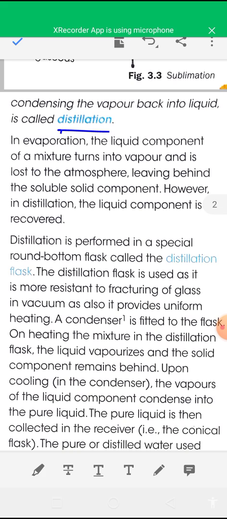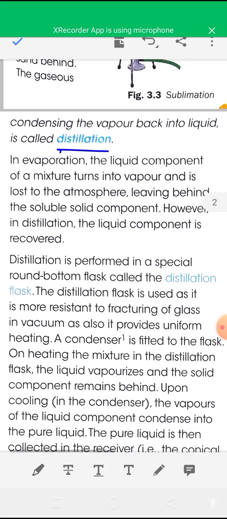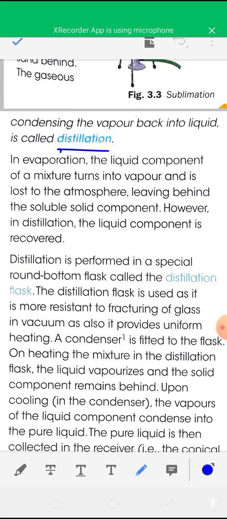In evaporation, the liquid component of the mixture turns into vapor and is lost to the atmosphere, leaving behind the soluble solid component. However, in distillation, the liquid component is recovered. In distillation, you have to recover the liquid component, not the solid. Okay.